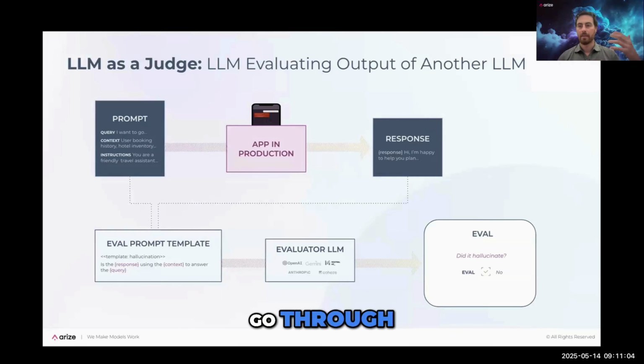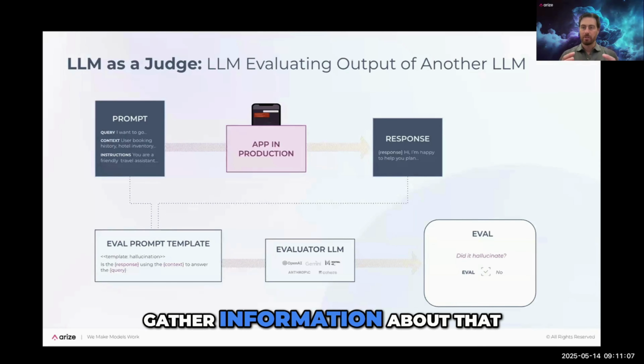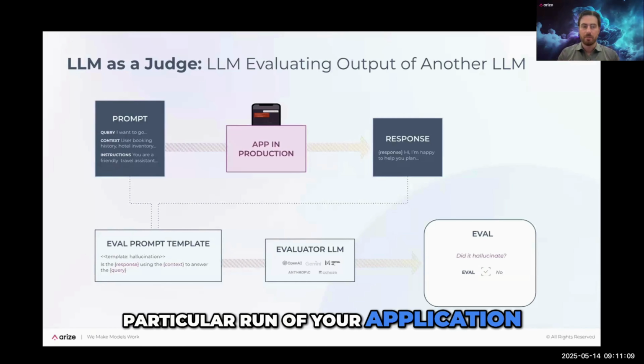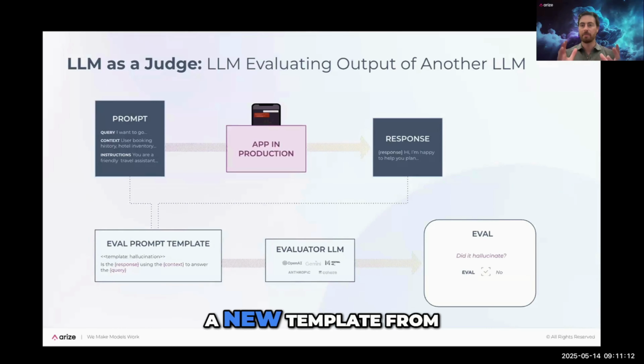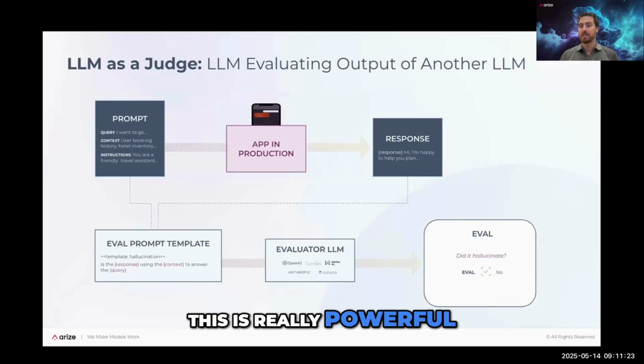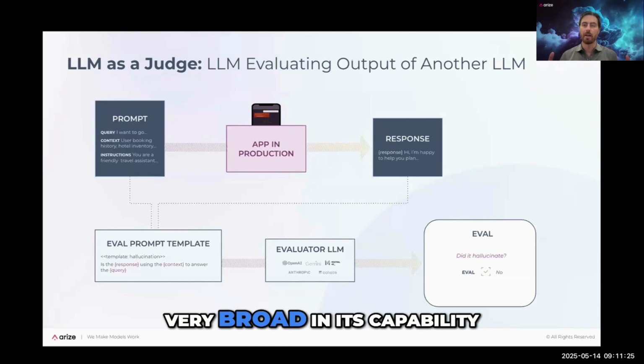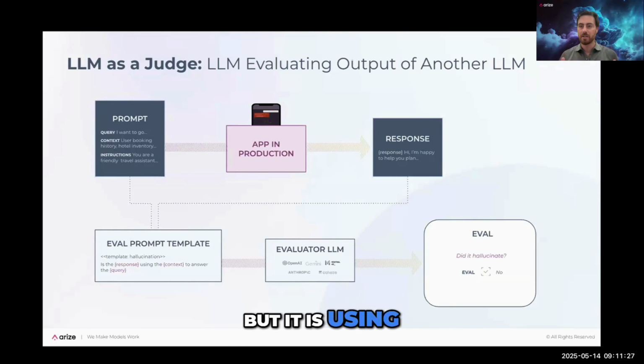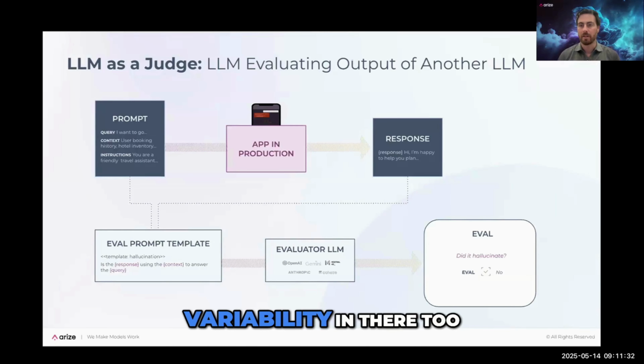You have your application run, gather information about that particular run, form a new template from that information, and then ship that off to a separate LLM to have it make a decision about some aspect of that. This is really powerful because it's very broad in its capability, but it is using another LLM to make that decision. So at the same time, you are introducing some variability too.